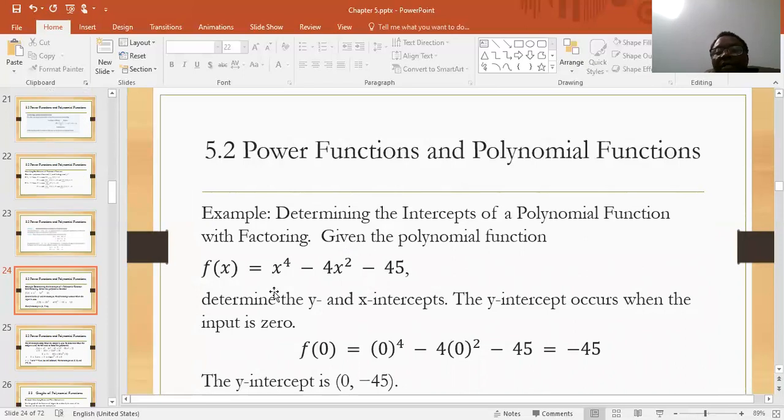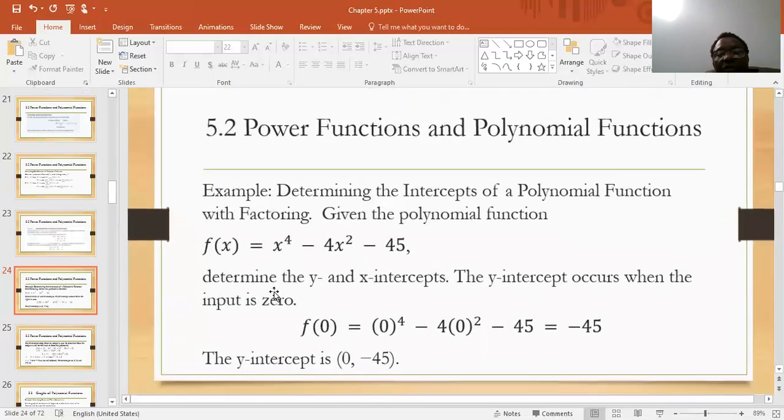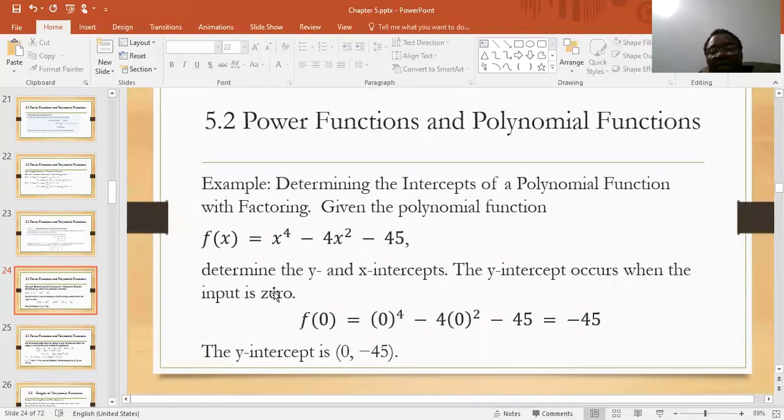Example again, determine the intercepts of the polynomial with factoring. Given the polynomial function x^4 minus 4x squared minus 45, we can determine the y and x-intercepts. The y-intercept occurs when x equals 0. So the y-intercept here is (0, minus 45).